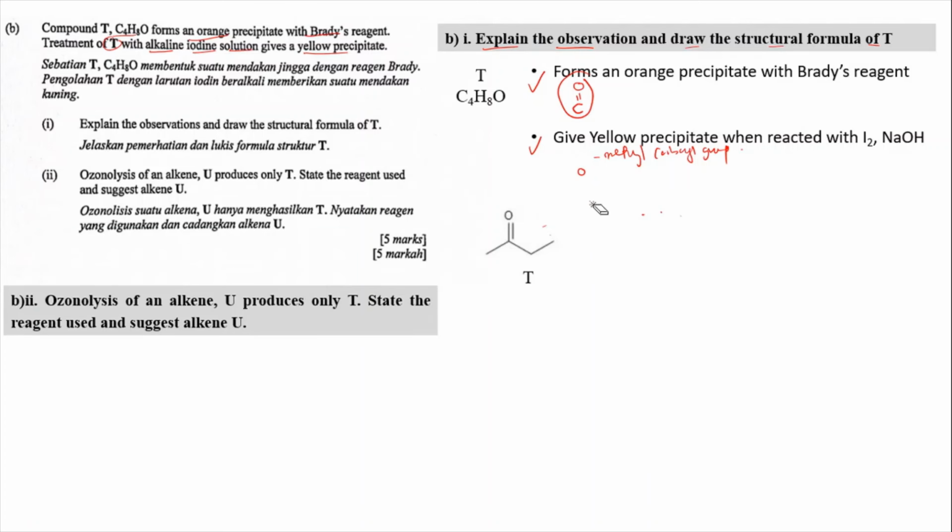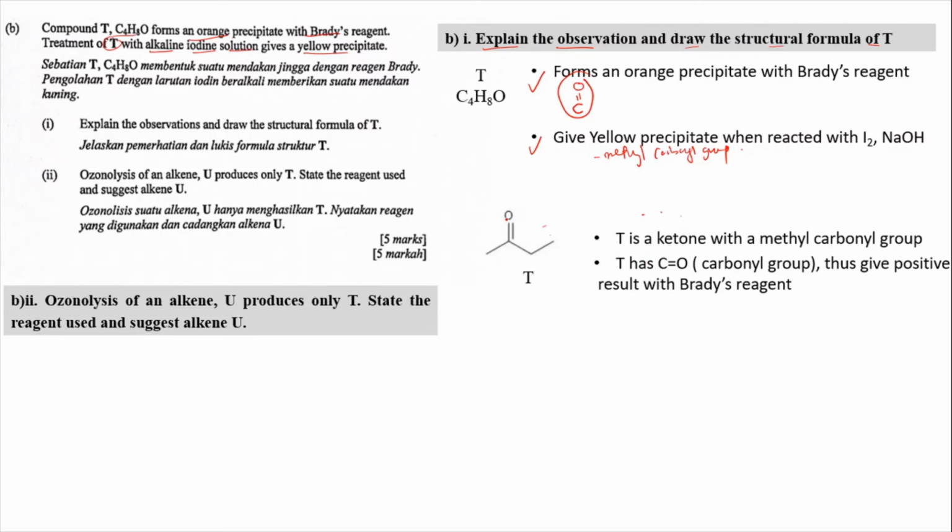Okay, so T is basically a ketone with a methyl carbonyl group. This is because T has C double bond O, which is the carbonyl group. Thus, it will give a positive result with the Brady's reagent. Also, T will have the CH3 C double bond O, which is the methyl carbonyl group. So it's going to give a positive result with the iodoform test, which gives a yellow precipitate. Okay, and this is how we answer question B1 here.